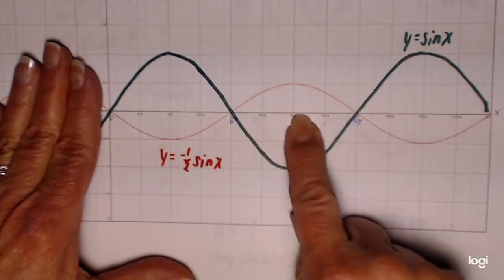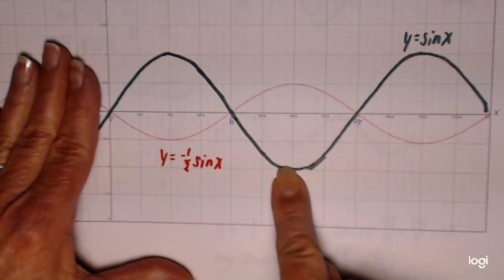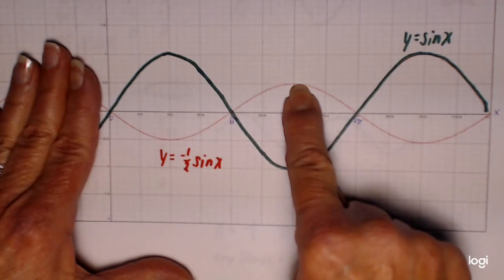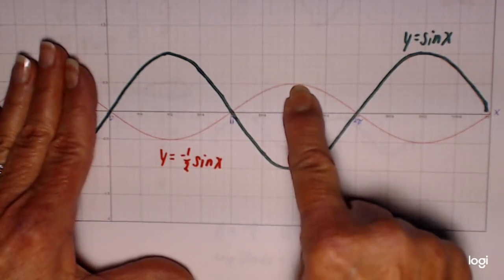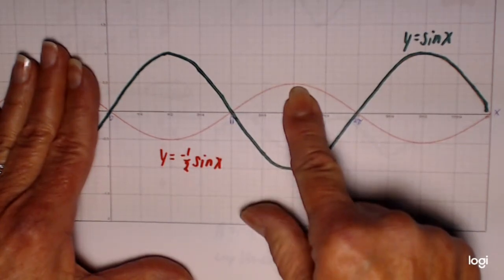So we reflected and we also shrunk, so to speak, our graph. And then here at 3 pi over 2, in our regular sine of x, we have a minimum at negative 1. And in the function we just graphed, we have a maximum, again because of the reflection, and it's at 1/2 because we shrank the graph.